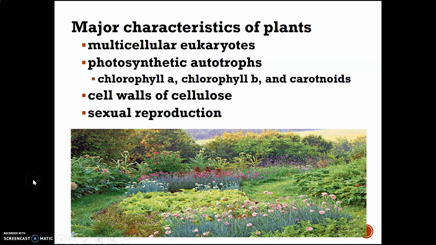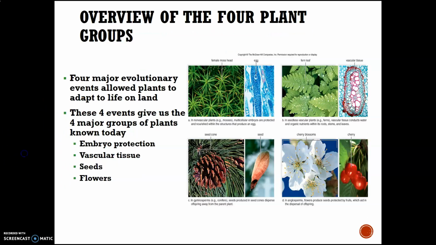So what is a plant? First off, they're multicellular eukaryotes. It means that their cells have organelles and linear chromosomes. They're photosynthetic autotrophs. That means they make their own food. They use the pigments chlorophyll and some carotenoids to produce sugar using the energy from sunlight. They make their cell walls out of cellulose, and they exhibit sexual reproduction.